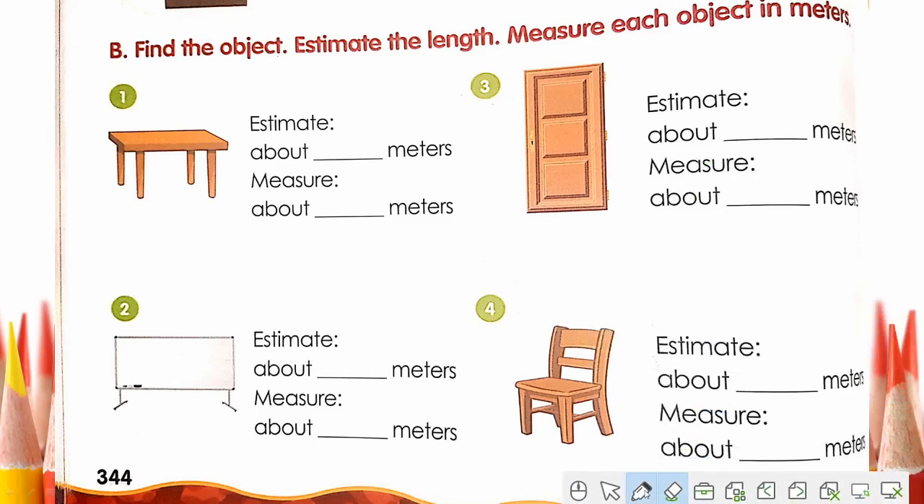Find the object, estimate the length, measure each object in meters. Okay, estimate this table, maybe 1.5 meters. Measure it by the meter. I guess it's 1.5. Measure the length of your table in your home. Any table in your home.